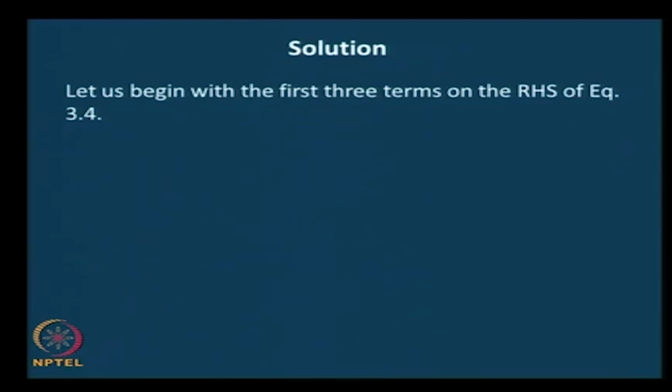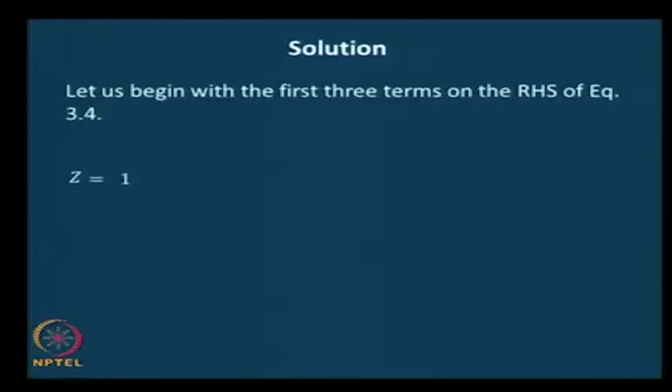Let us begin with the first 3 terms on the right hand side of equation 3.4. If you want, you can go back and check your slides. It is nothing but the virial expansion in V, or the compressibility factor Z expressed in terms of the powers of 1 by V. Z equals 1 plus C2 by V plus C3 by V squared. Let us start with this. This will turn out to be decent enough.